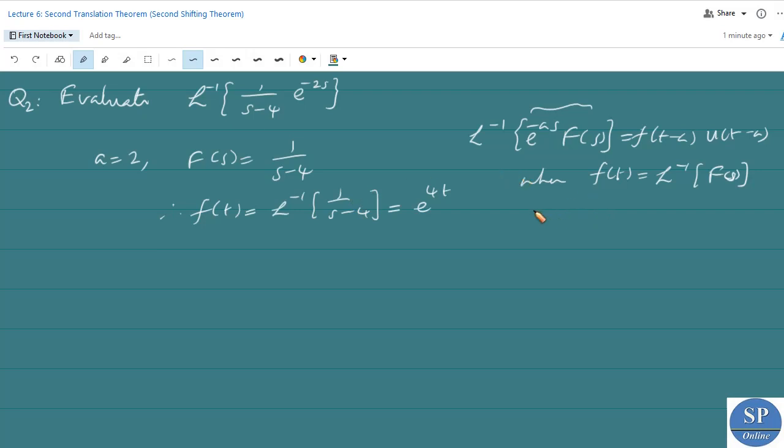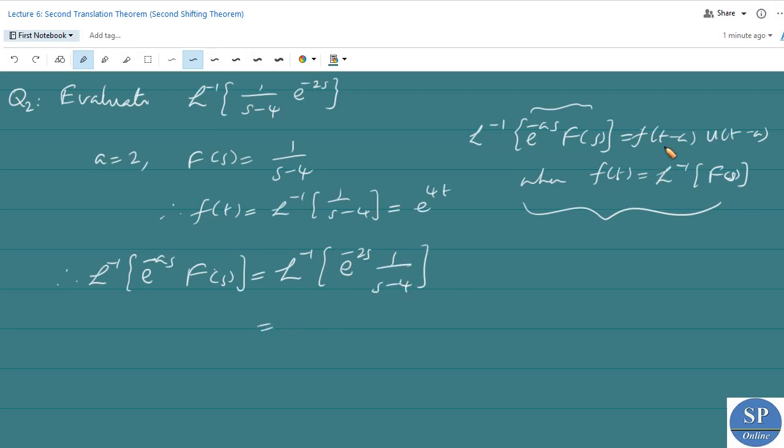So by using this, we get L inverse of e power minus as into F of s, that is L inverse of e power minus 2s into 1 by s minus 4, is equal to f of t minus a into u of t minus a. So this is equal to, with f of t equal to e power 4t and a equal to 2, e power 4 into t minus 2. This is f of t minus a into u of t minus a, that is u of t minus 2.